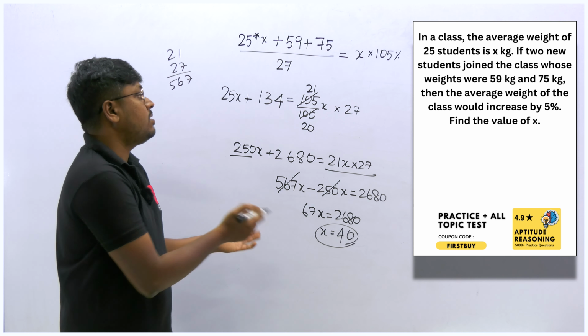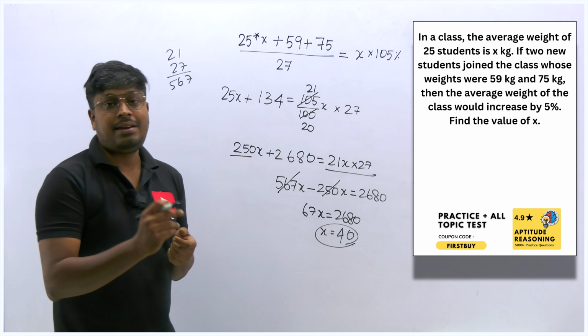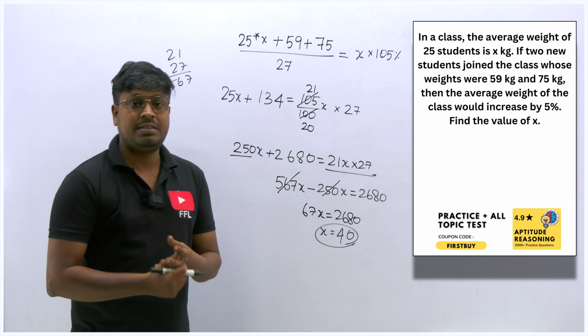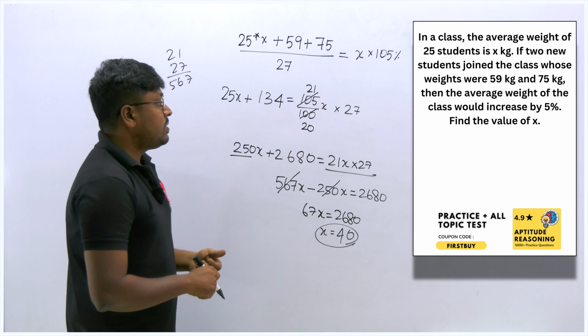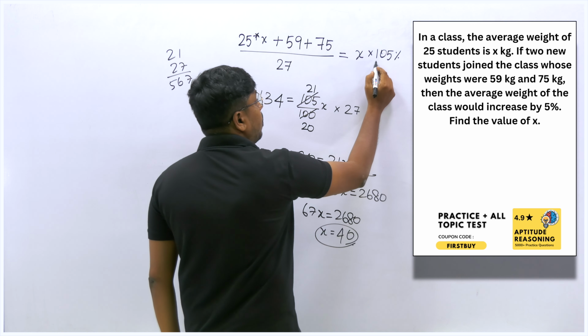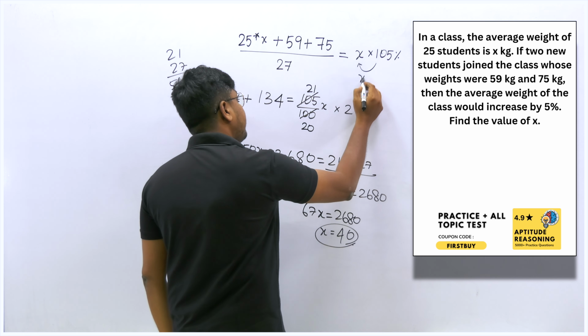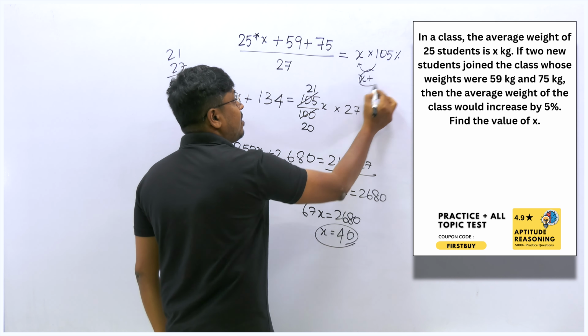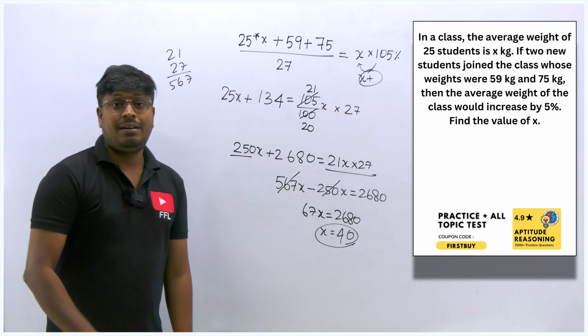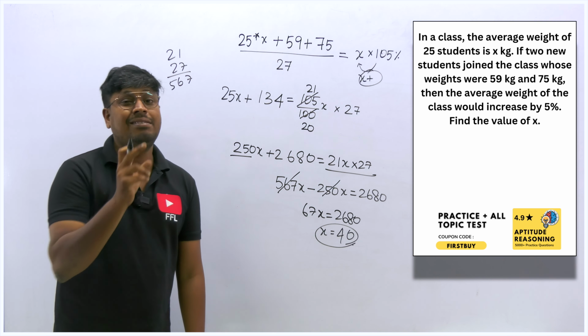That's the target here, to find the value of x. So finally we found the value of x is equal to 40, right? This is the important part in the question. Some students will find 5% of x and then add it again. Don't make those mistakes, because those are the places where we make calculation mistakes.